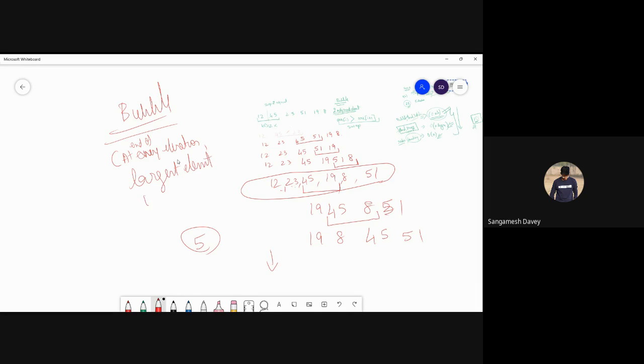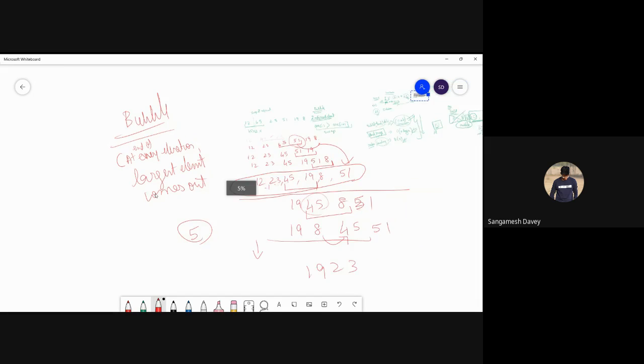The largest element bubbles out. As we see in the first iteration, 51 was somewhere hidden right over here, but at the end of the iteration, 51 is at the end. So this is one iteration, right? In the next iteration, 45 was somewhere over here, but at the end, it came out. It bubbled out. Similarly, in the next iteration, 23 will come up, and in the next iteration, 19 will come up.